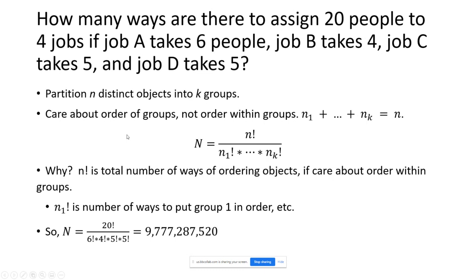So in the case of our job example, we have 20 factorial divided by 6 factorial, 4 factorial, 5 factorial, 5 factorial. So that's 9.77 billion.